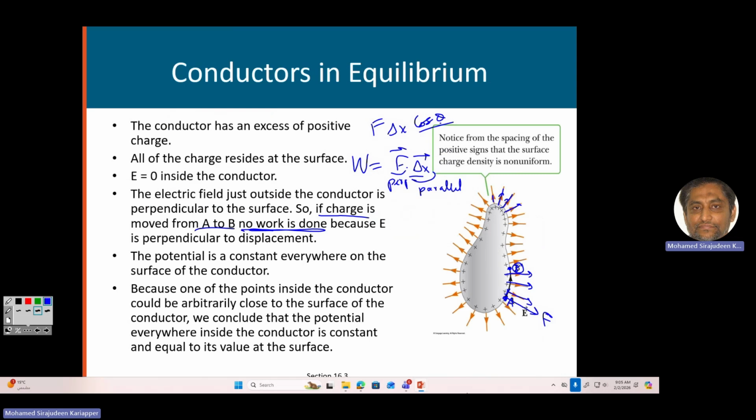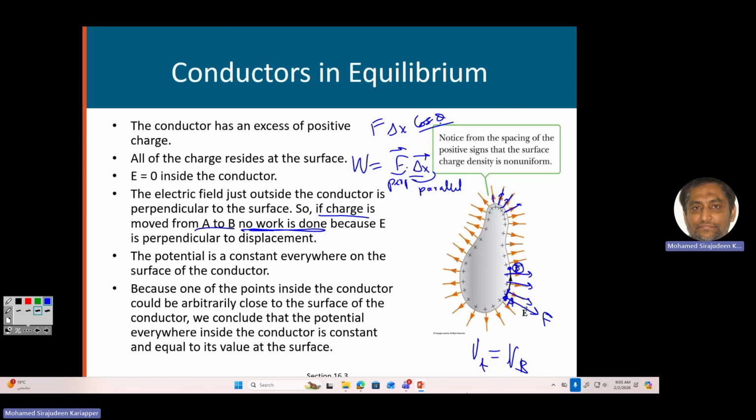Then we can say, because when you move from A to B there's no work done, we can conclude the potential at A is equal to the potential at B. Right? We told you earlier, when the potential at A is equal to the potential at B, the work done is 0. Now you prove the work done is 0, therefore the potential at A is equal to the potential at B.